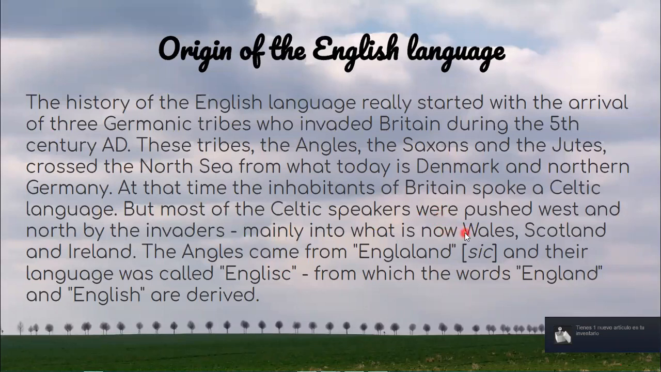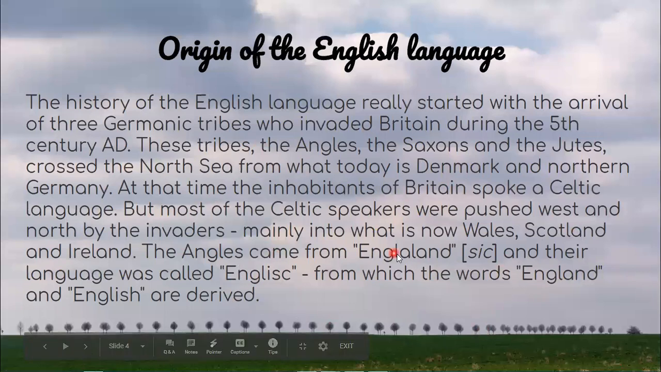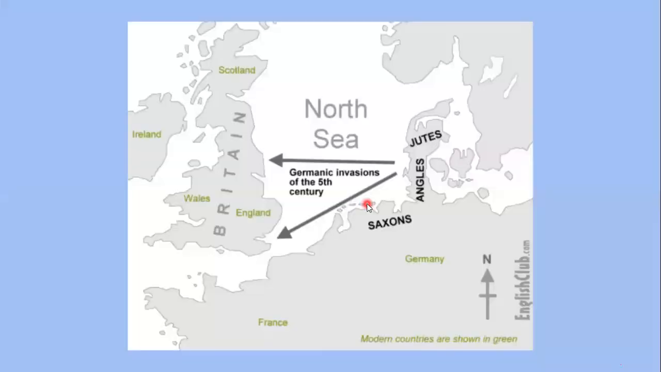So they resided in the areas of Wales, Scotland, and Ireland. The Angles, the Saxons and the others stayed in the area of England, or Angleland, as it was called. That's why English, or Anglic, derived from this area. So now we know that we had invaders, the Jutes, the Angles and the Saxons, who came to the island in the 5th century.